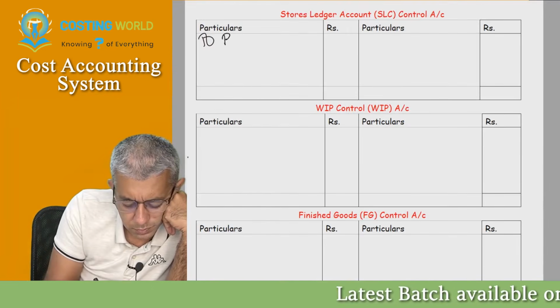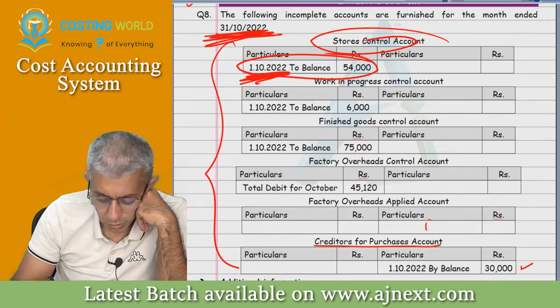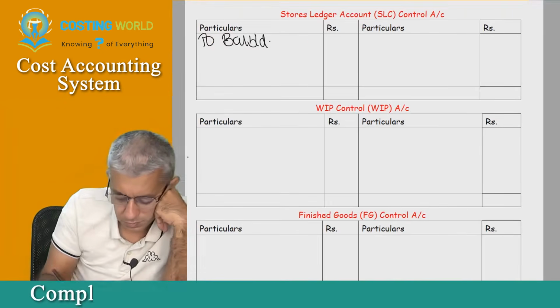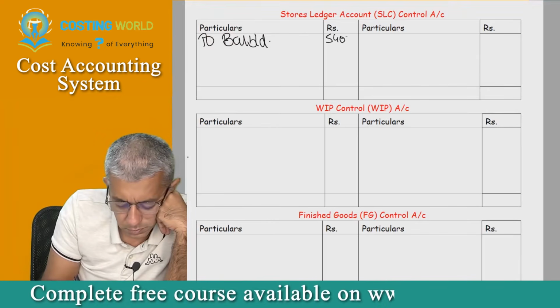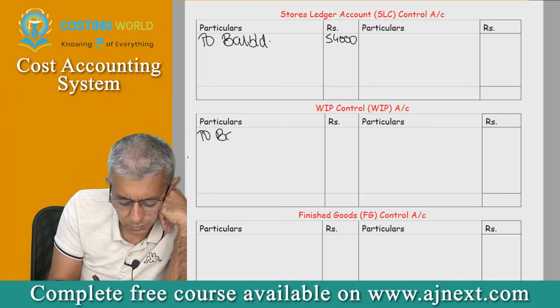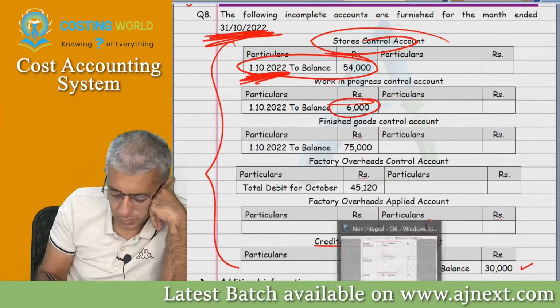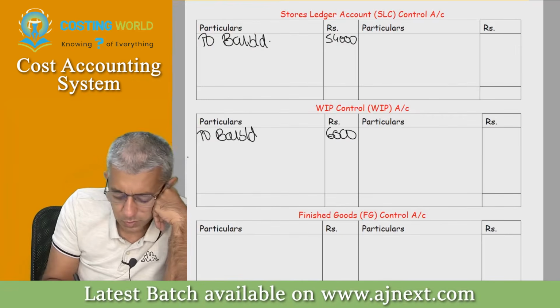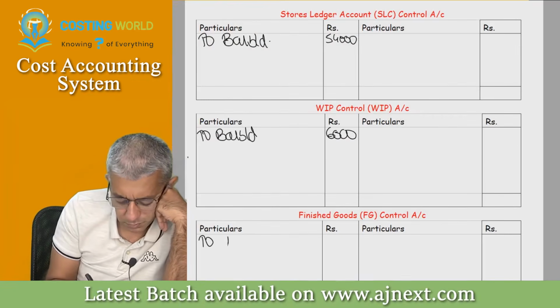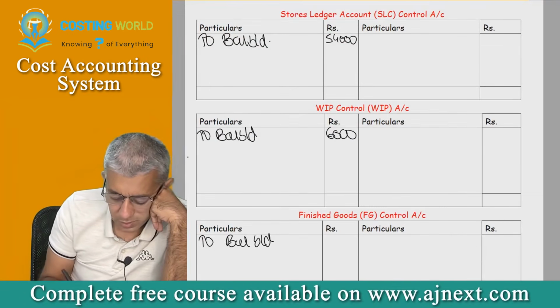Write down: to balance brought down 54,000. To balance brought down 6,000. To balance brought down 75,000.